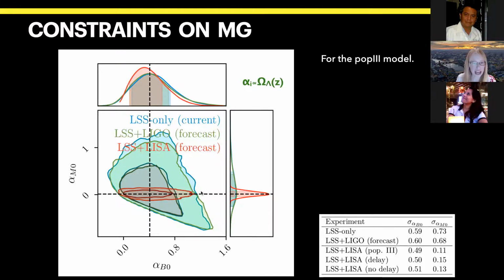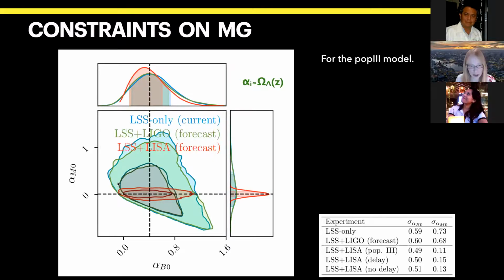What you see in blue in the background is the constraint you would get from large-scale structure data alone. In green is what happens when we add those LIGO sources, the stellar mass binaries, which, as you can see, don't have a huge effect because they're too nearby. And in red is what happens when we add in that LISA data. You can see it really shrinks down the constraints on that alpha M parameter. So the forecast constraint for those is something around the 0.1 mark.